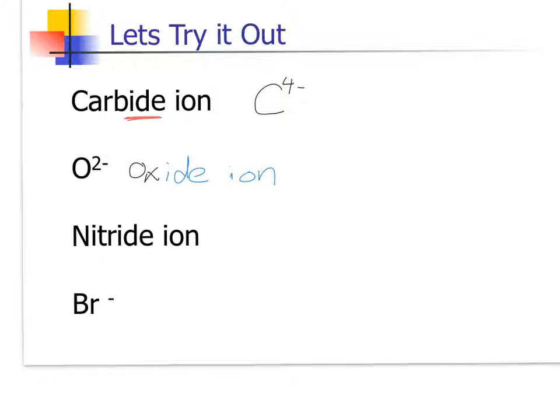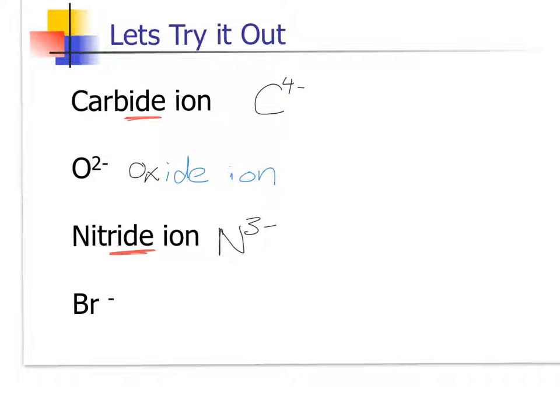Now the nitride, now if you look on your periodic table, you're going to see that nitrogen has a number of different positive charges. Because it is a nonmetal for this class, and it ends in IDE, we're only going to talk and use the negative charge. So it's going to be N with a -3 charge.